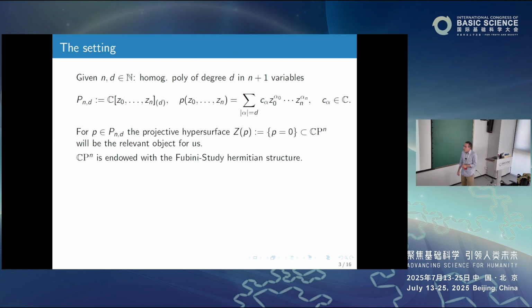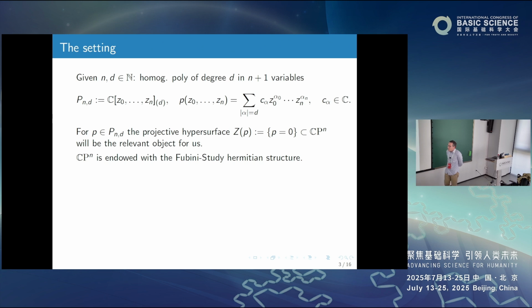Okay, and for any homogeneous polynomial, what you know is that its zero set is naturally a subset of the projective space of dimension n, so of CP^n, the (n plus one)-tuples of complex numbers that are identified up to a complex multiple. And so to any polynomial you have a projective hypersurface associated to it.